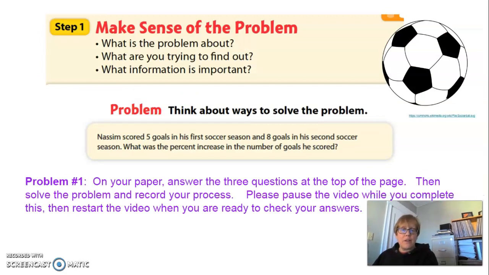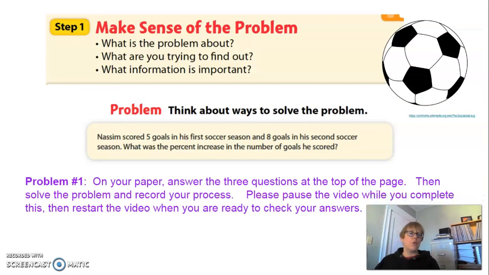As I often do, I want you to read this problem to yourself while I read it out loud, and then I'll have you answer some questions for me. Nassim scored 5 goals in his first soccer season and 8 goals in his second soccer season. What was the percent increase in the number of goals he scored?